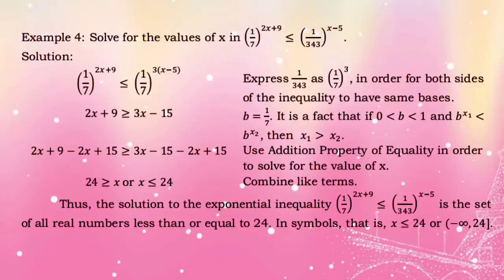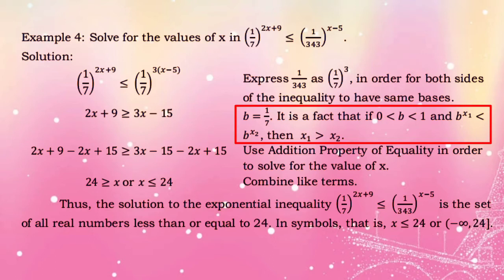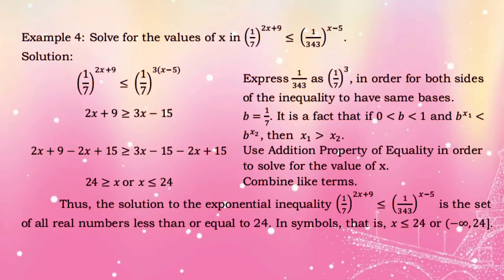Example number 4. Solve for the values of x in 1 over 7 raised to 2x plus 9 is less than or equal to 1 over 343 raised to x minus 5. Let's take the solution. First is for us to express 1 over 343 as 1 over 7 raised to 3 in order for both sides of the inequality to have the same base. Since your b is equal to 1 over 7, it is in the fact that b is greater than 0 and less than 1. And b raised to x sub 1 is less than b raised to x sub 2, then x sub 1 is greater than x sub 2. Instead of less than or equal to, you will now have greater than or equal to, since your b, which is 1 over 7, is less than 1.